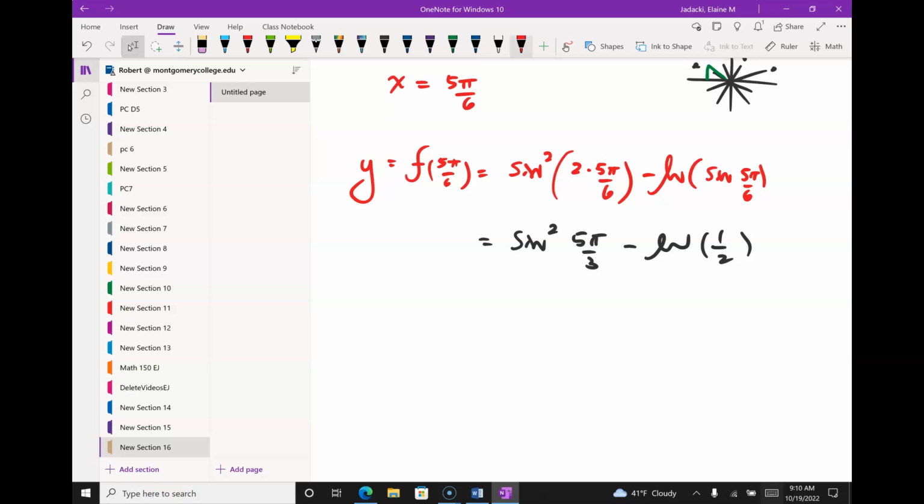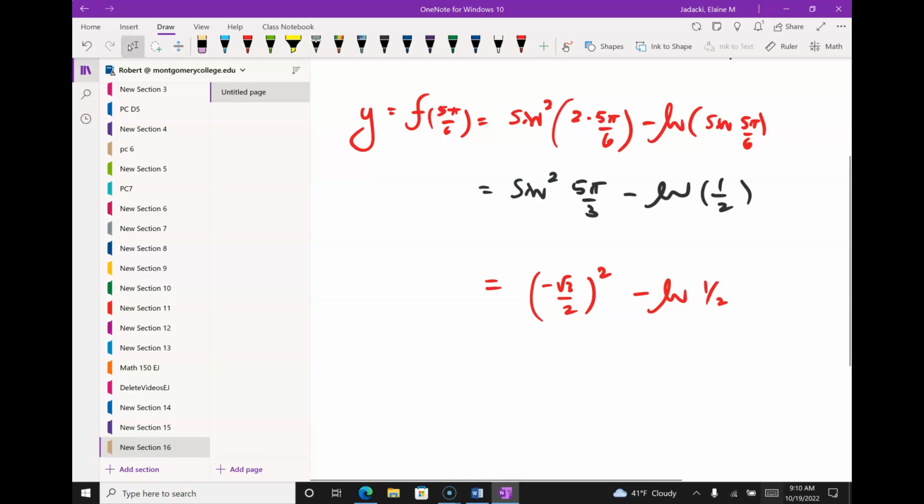Sine of 5 pi over 3 is negative, so I get negative root 3 over 2, but squared. Sine squared. And so what do I get? 3 over 4 plus the ln of 2. So that's how I prefer to write it, but you don't have to.